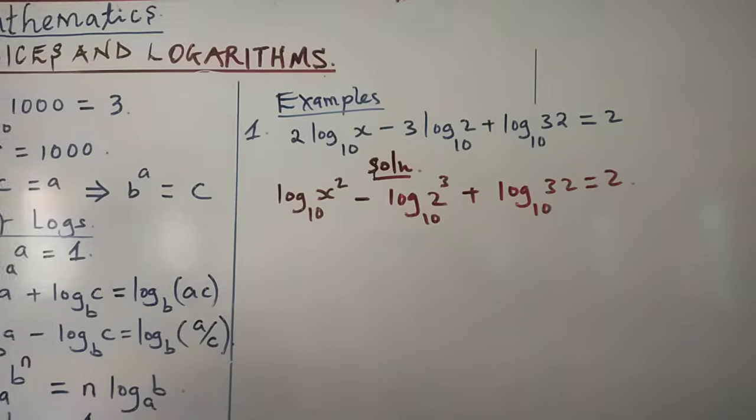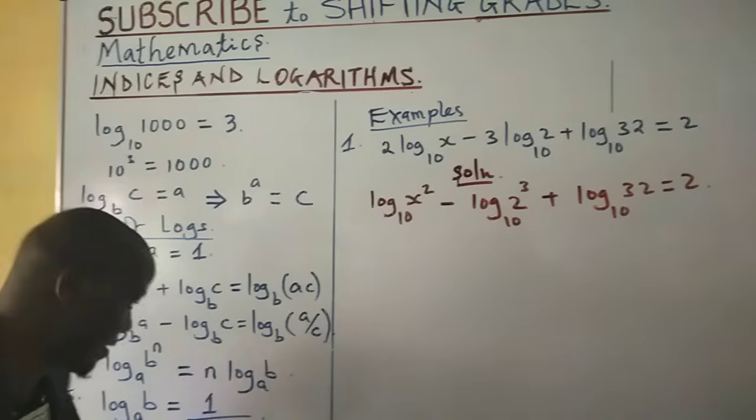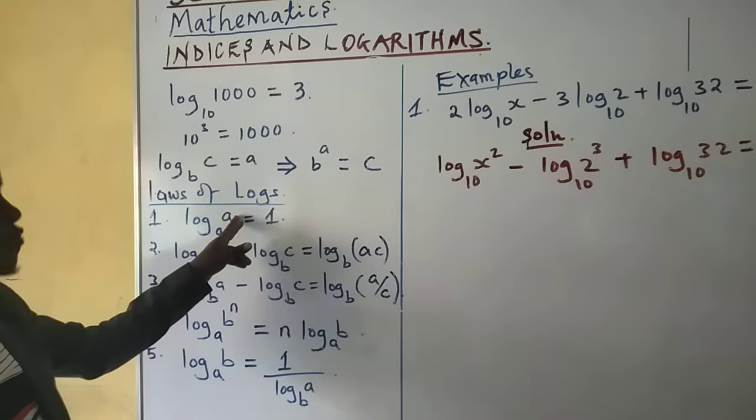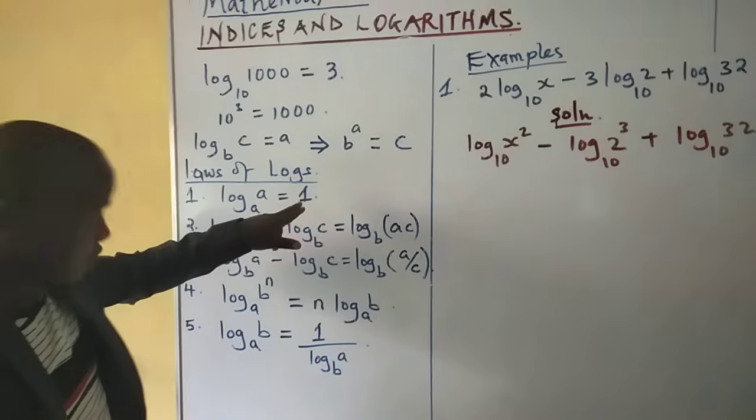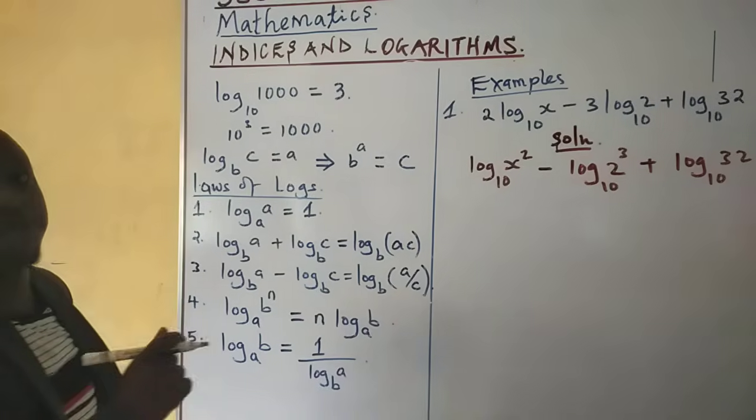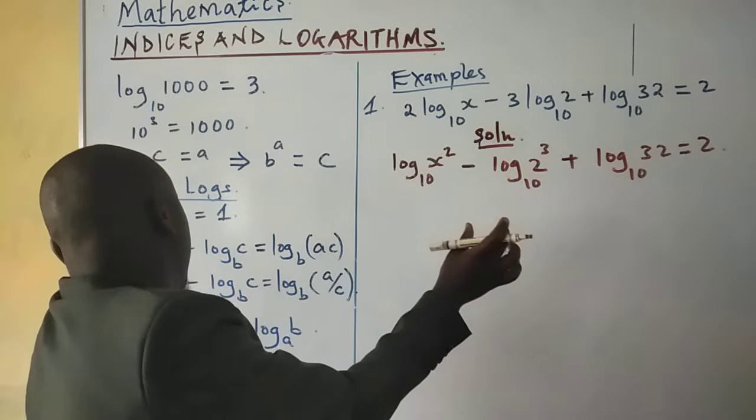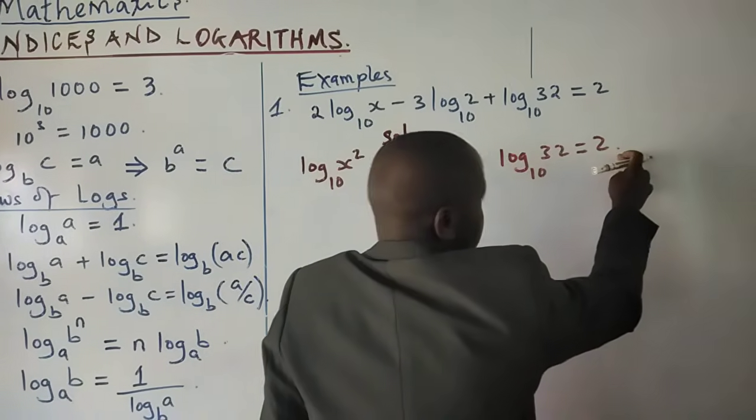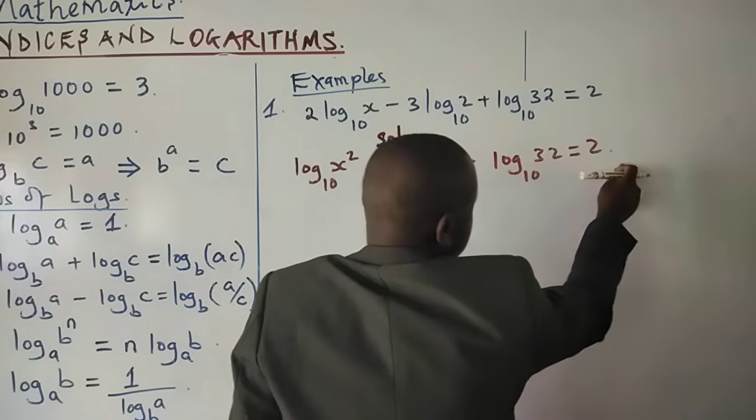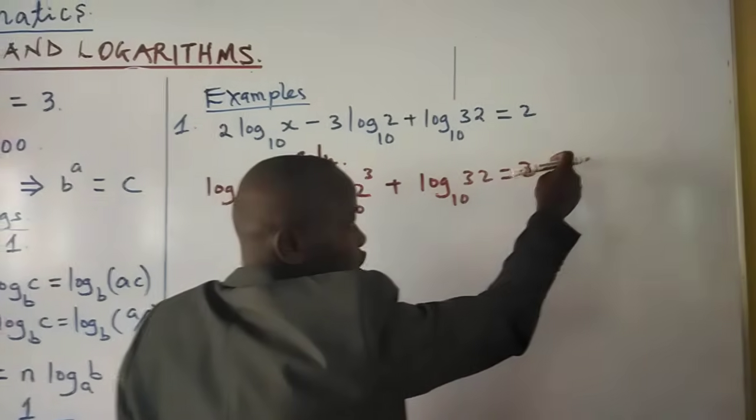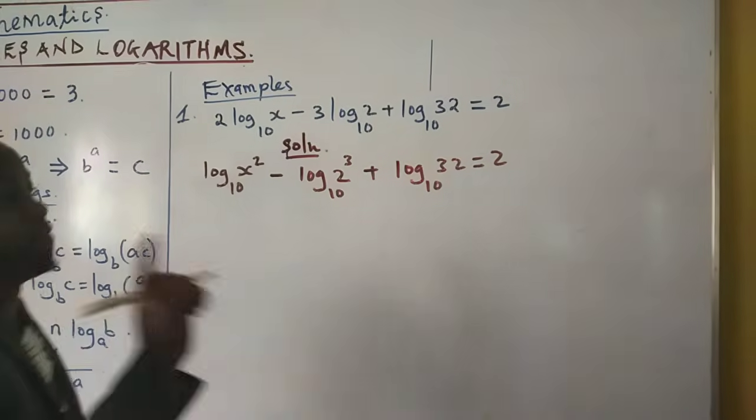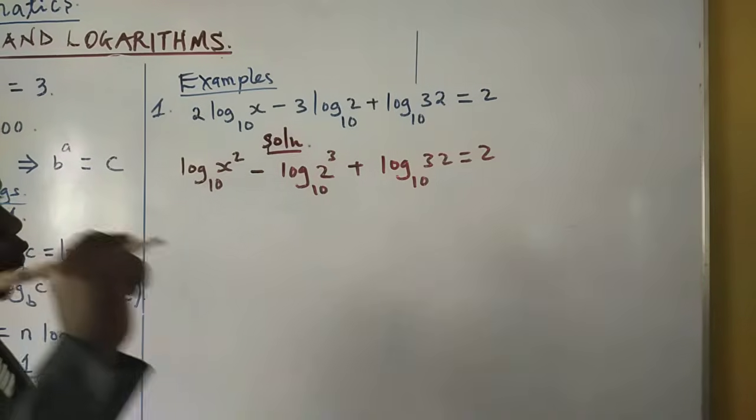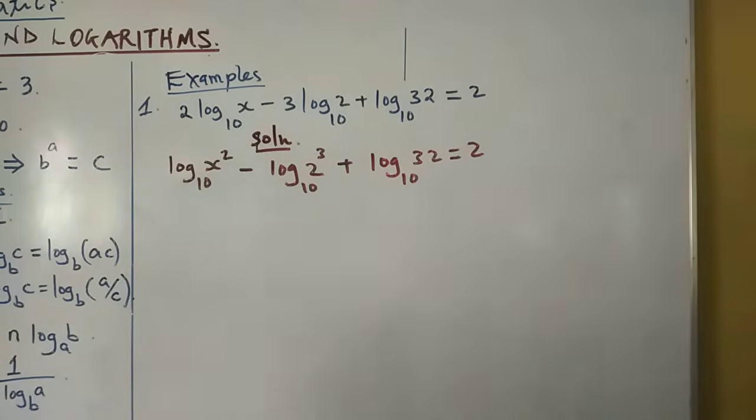I'll give the other law which will be applied now in this case. From law number 1, we can see the logarithm of a number to the same base is equal to 1. Therefore, if we apply law number 1 here, we can introduce log of 10 to the same base, which is 10. By multiplying 2 with log 10 base 10, the value of 2 is not changed, because log of a number to the same base is equal to 1.